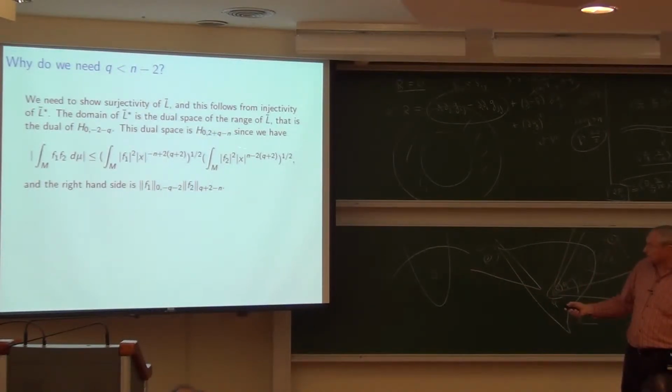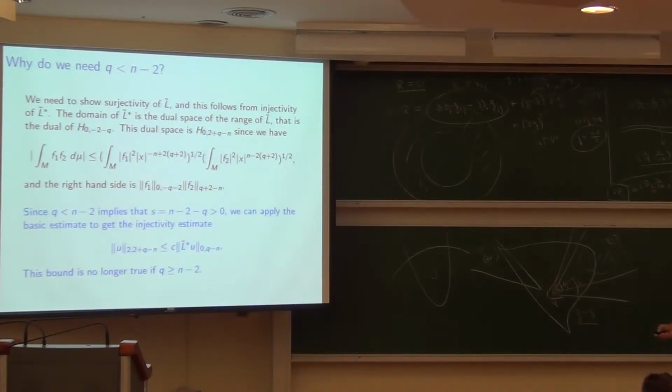And so that dual identification comes from just the pairing. If I take a function in that space F1 and a function in that space F2, then I have the L2 pairing bounded, by the Schwarz inequality, by the product of those corresponding norms. And in particular, if I assume Q is strictly less than N minus 2, then S, which is N minus 2 minus Q, the number that appears there, is strictly positive.